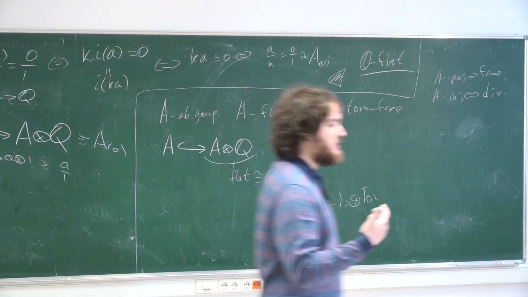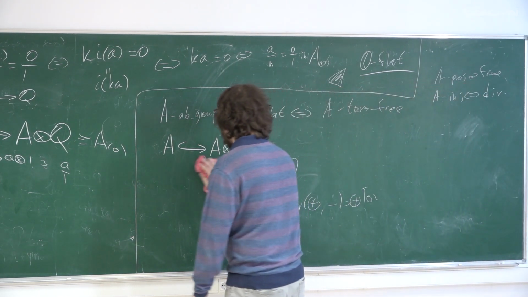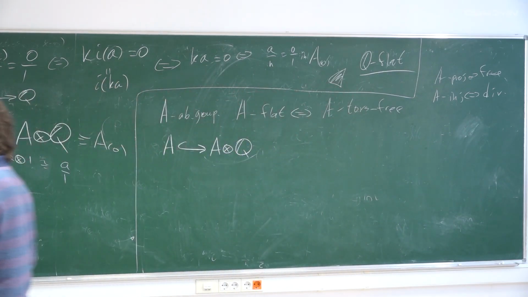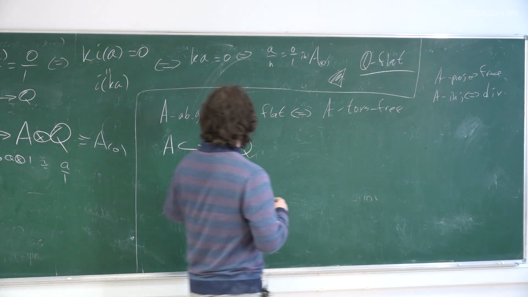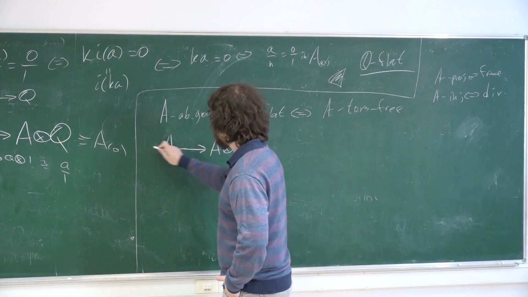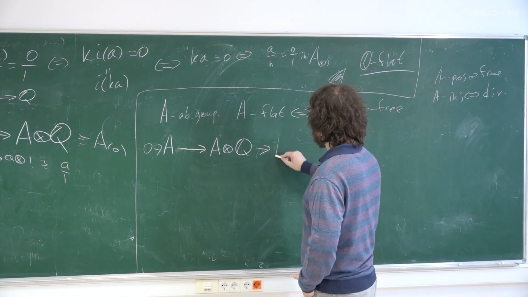So we need to check that any subgroup of a flat abelian group is flat. In general, it's not true that a submodule of a flat module is flat. But in this situation, it's true. Let's check this. I have an inclusion. Let's consider a short exact sequence with some quotient.